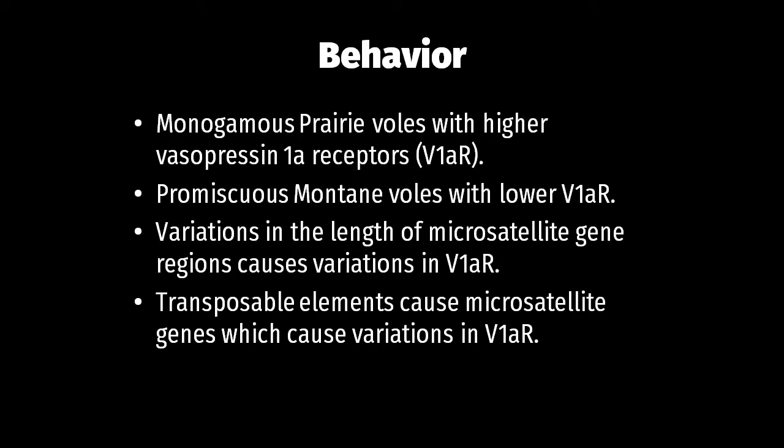The root cause of the variations in the vasopressin receptors in the voles was variations in the length of microsatellite gene regions. Microsatellites are repeating sequences of genetic code caused by transposable elements. Basically, transposable elements cause microsatellites, which cause variations in vasopressin receptors, which cause variations in behavior. Transposable elements affect behavior.